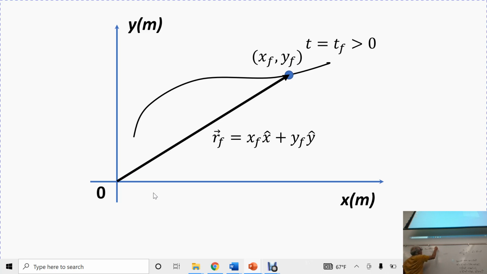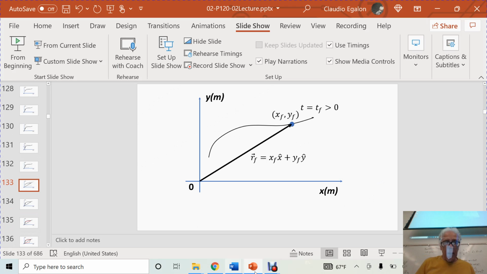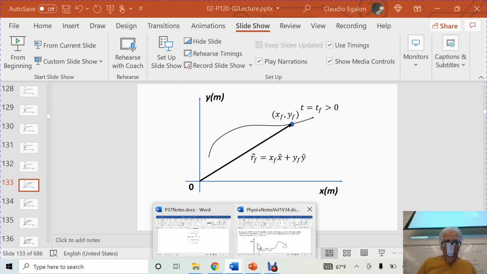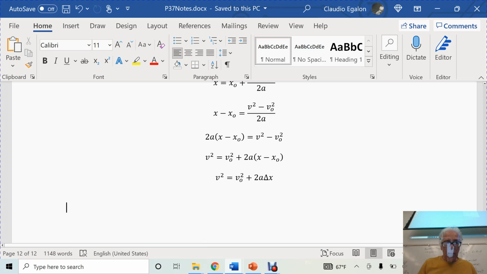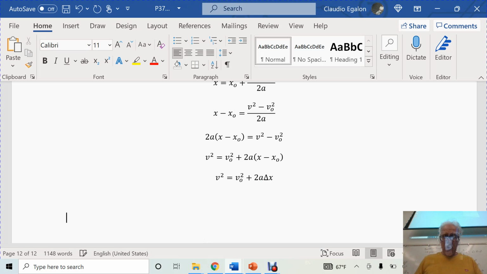Vectors in physics. Well, the first one is the position vector. Position is a vector. There are more, but let's start with this one first.